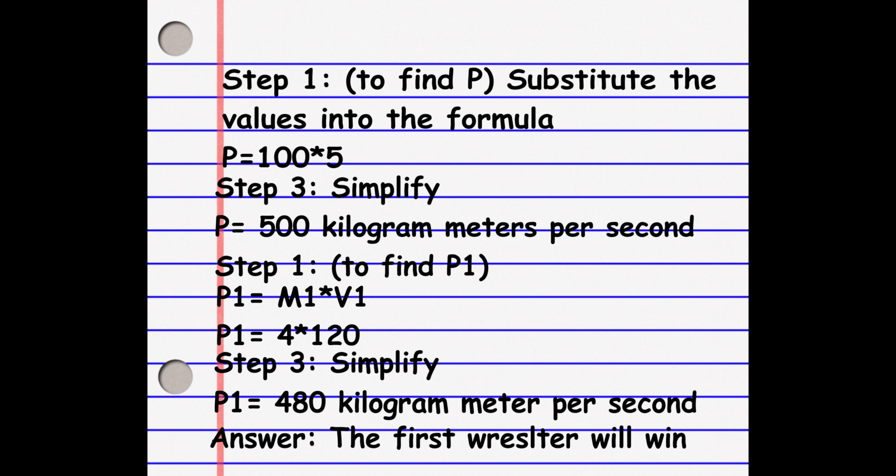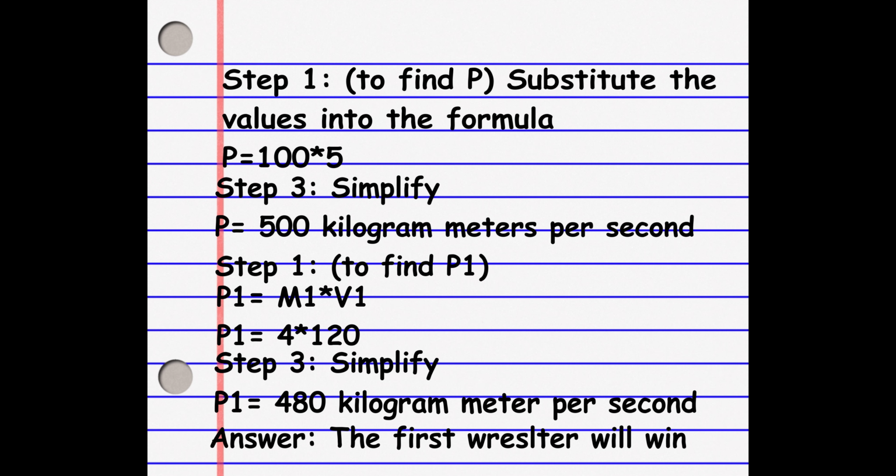In this case, step 2 isn't needed because the formula is already arranged in the way that we can get our answer directly. Step 3. Simplify our answer to make sure that we get a single value for our variable. In this case, the first wrestler has a momentum of 500 kilogram meters per second.